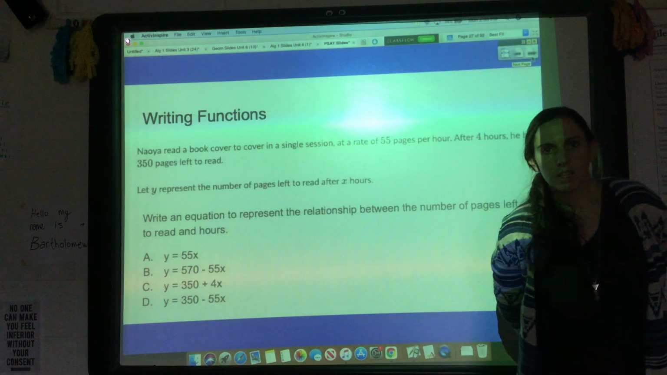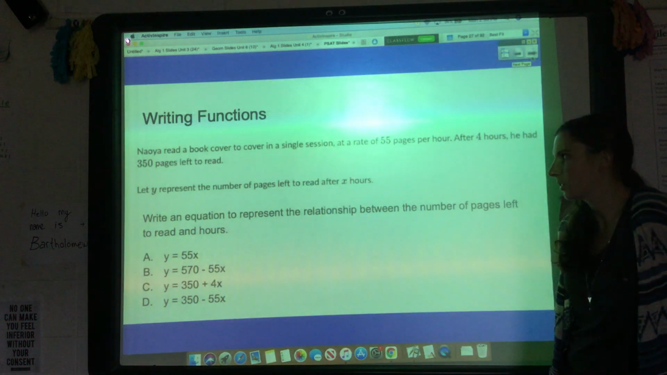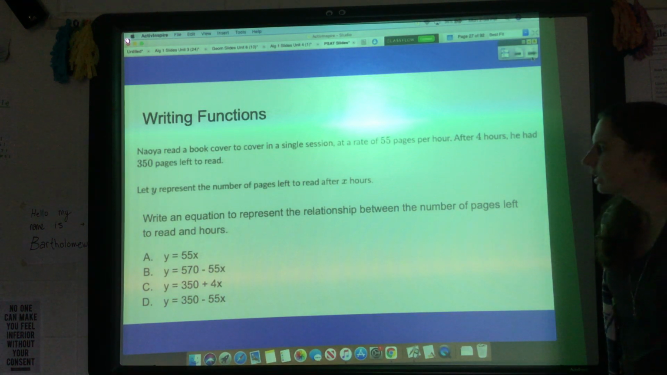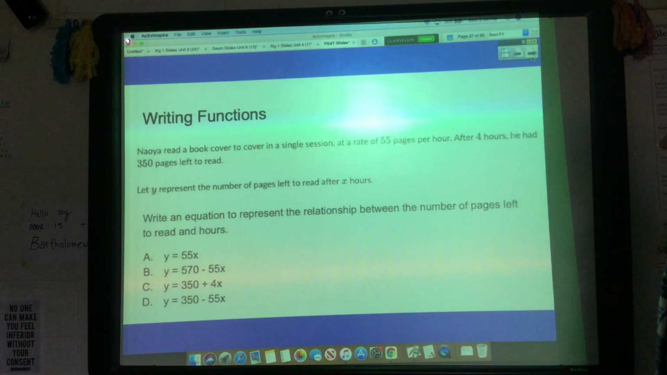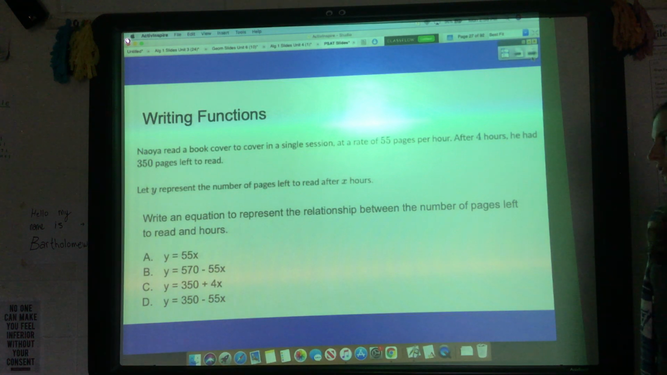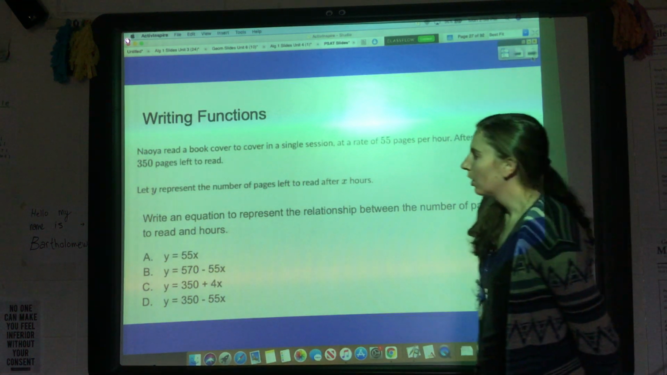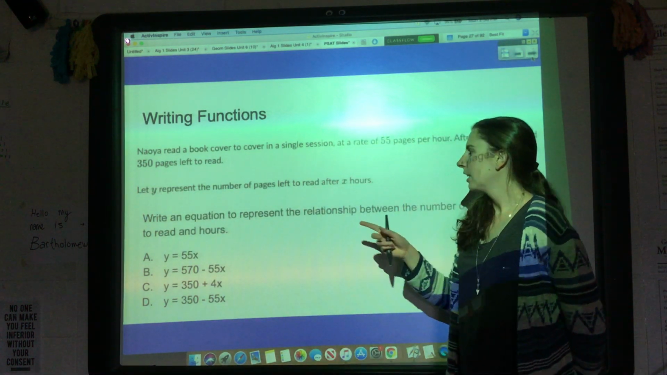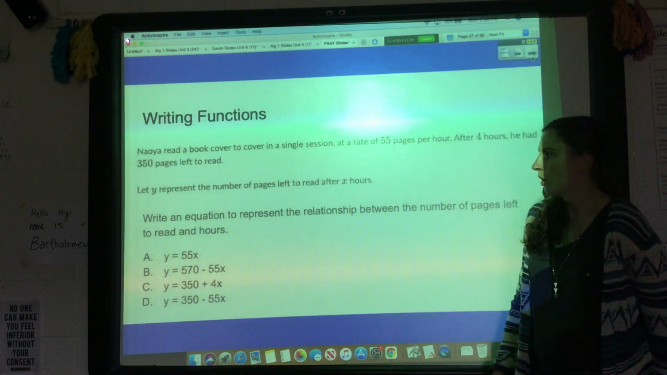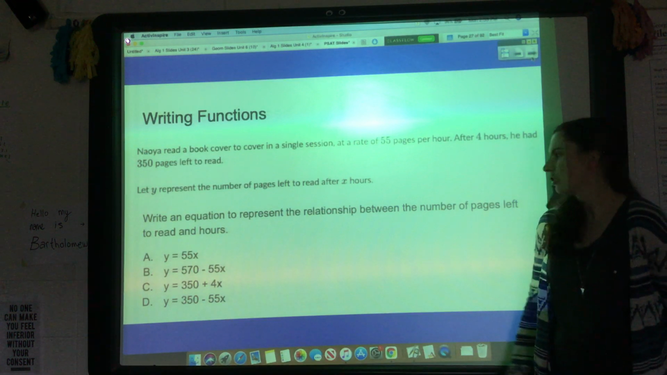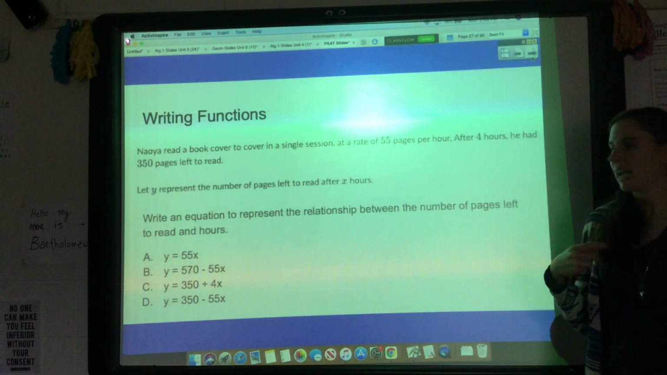Okay, let's do a few problems with writing functions. So in this problem it says, Naoya read a book cover to cover in a single session at a rate of 55 pages per hour. After 5 hours, he had 350 pages left to read. We're going to let y be the number of pages left to read after x hours. So x is time, y is pages left. I want to represent an equation to represent this relationship between the number of pages left and hours.